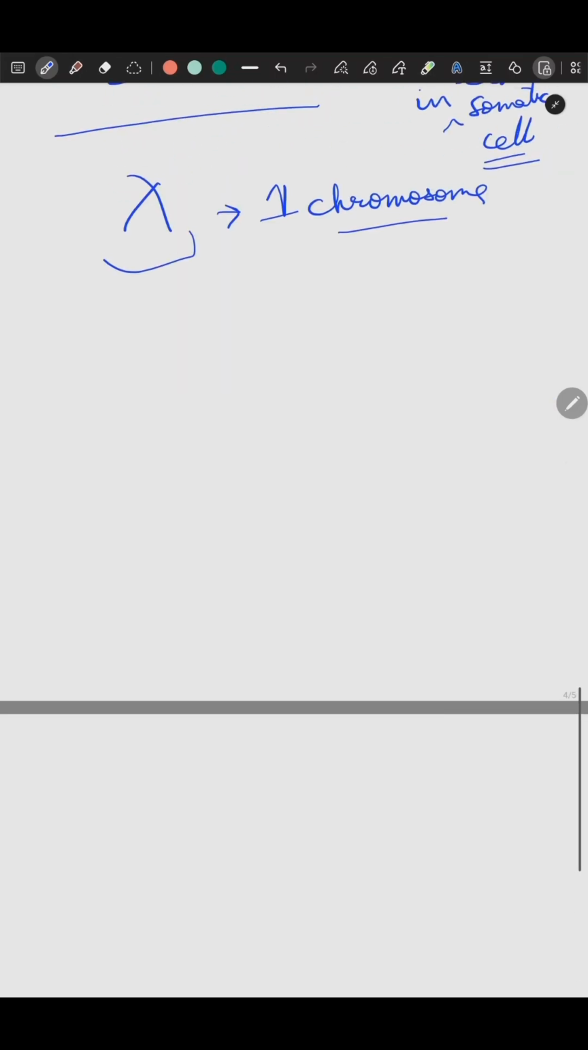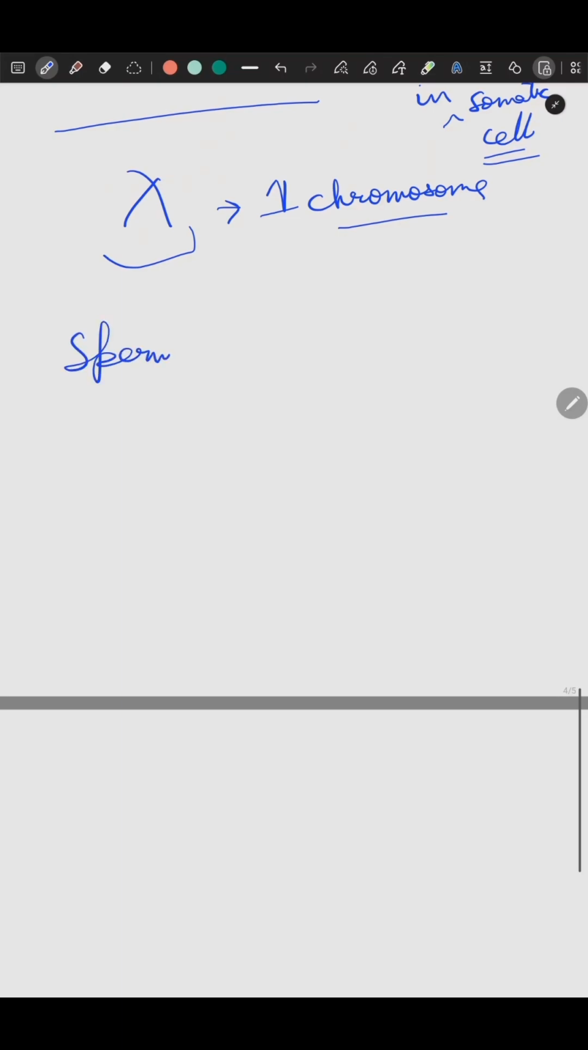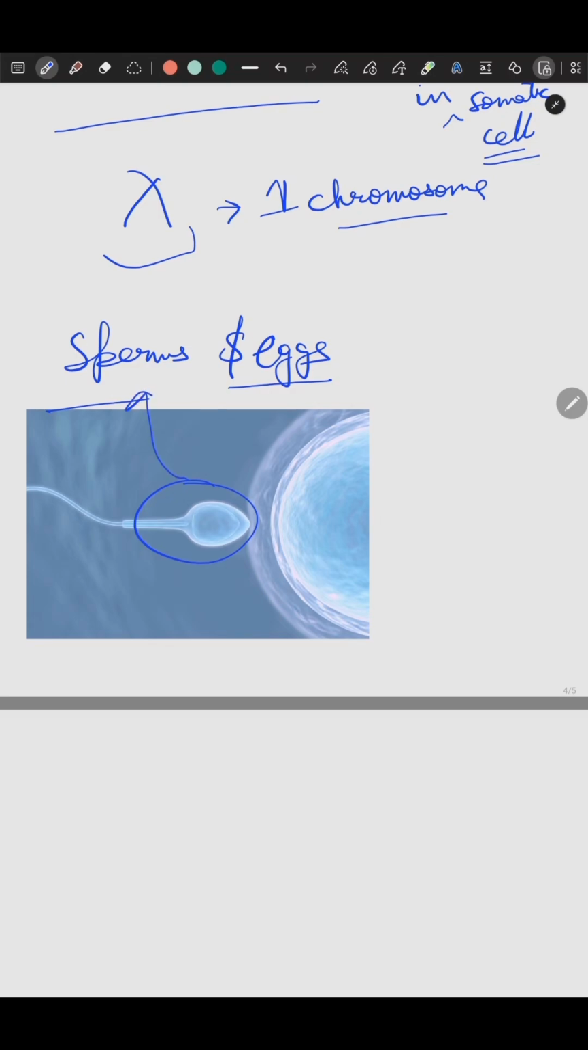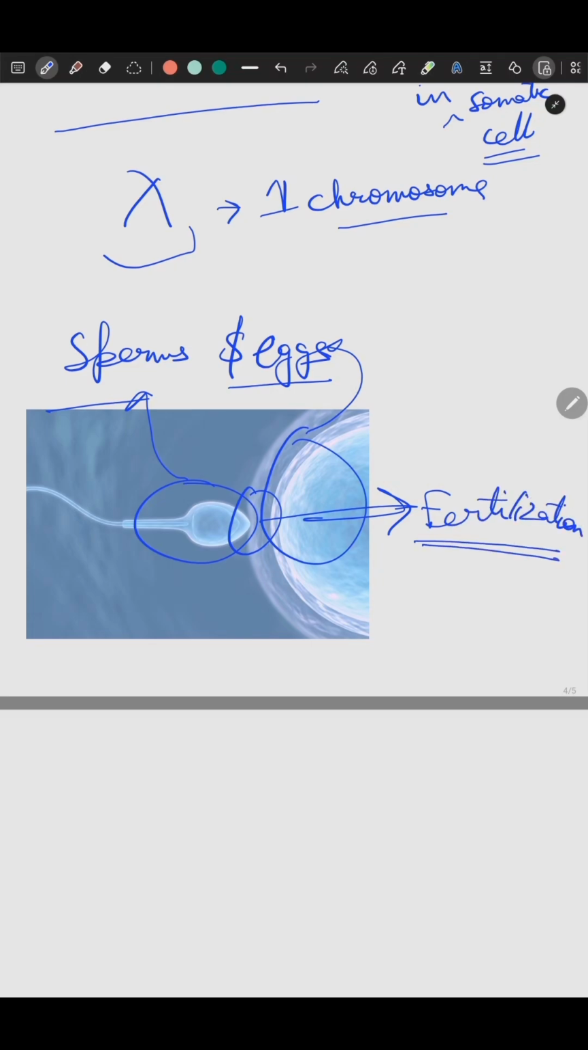Basically, what are gametes? Gametes are sperms and eggs in eukaryotes. I have a better picture for this. This one is known as sperm, and this is the egg. Both take part in fertilization, which helps in cell division. What is fertilization? For now, we can say it is a type of cell division that starts after the gametes mix together and form a new cell.